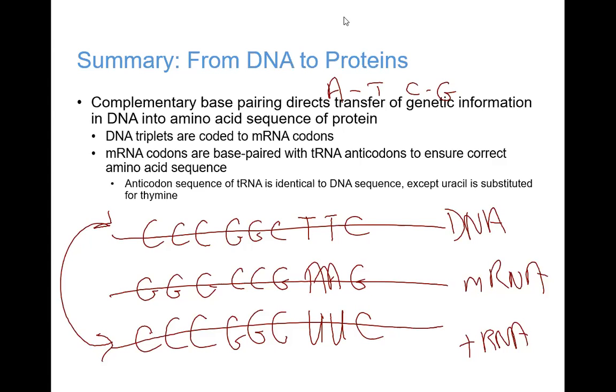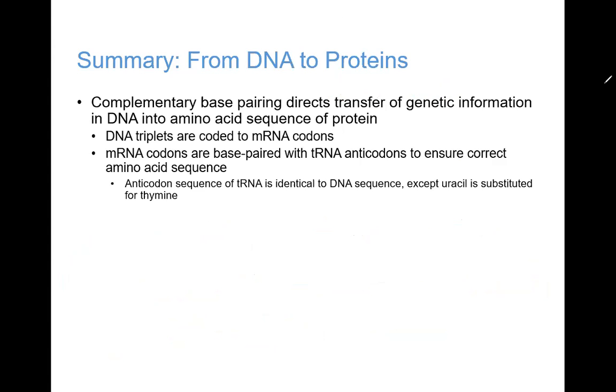We've gone through, made a complementary copy of the DNA, and then made a complementary copy of the complement, if you will. The messenger RNA is a complementary copy of the DNA. The transfer RNA is a complementary copy of the messenger RNA, which means it is the same as the DNA. So the bottom line is we end up back where we started with the DNA.